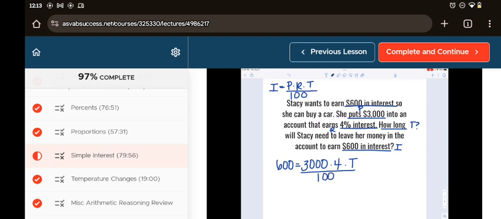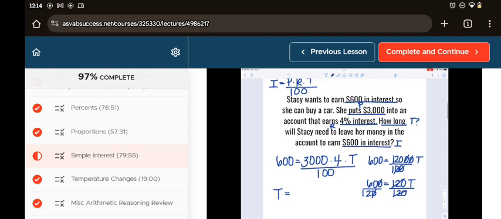Okay, so let's start with 3,000 times 4. That gives us 12,000. We divide this by 100. Guess what? We can eliminate some zeros here. We're left with 600 equals 120 over 1 is just 120 times t. And now I'm going to divide by 120 on both sides. I do that because I want to get the t by itself. I can cancel out a 0. And now I'm going to do 60 divided by 12, which is just 5. So time equals 5. And remember, time is always in years. So 5 years.